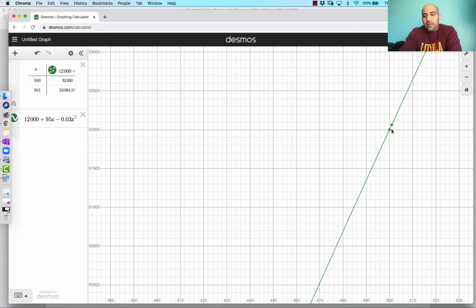As we just finished seeing, the actual change between the two is $64.97. The actual change, if we take this output minus this output, if we subtract these two, the difference is $64.97. On the other hand, if we think about the tangent line at x equals 500, that's this tangent line that comes across this way. The slope of that tangent line is going to be exactly 65, and that's what we think is a pretty good approximation for this value, the $64.97.